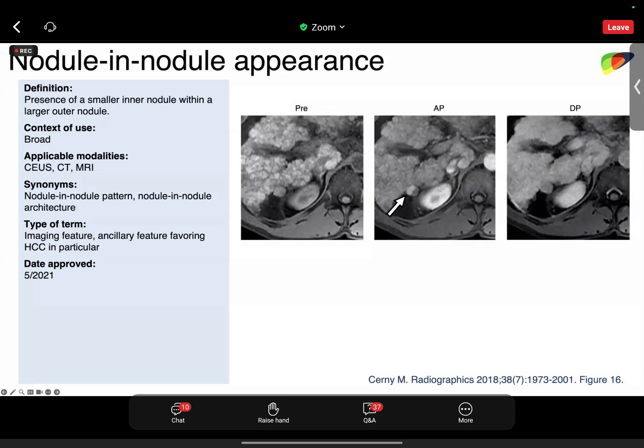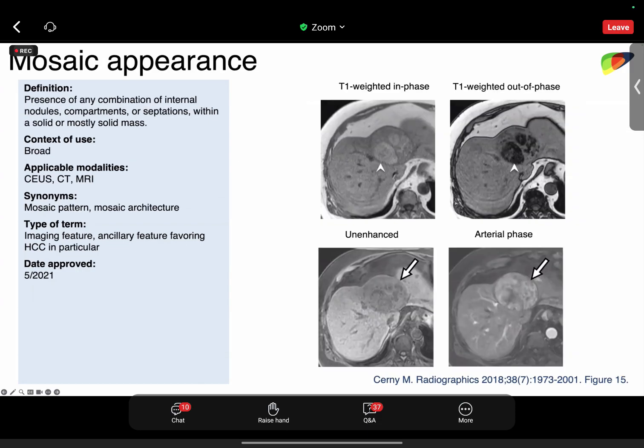Nodule-in-nodule appearance is an ancillary feature suggestive of HCC. It consists in the presence of a smaller inner nodule within a larger outer nodule. And it is thought to be pathognomonic for the appearance of HCC, a focus of HCC within a larger dysplastic nodule. Hence, here you see the genesis of an HCC.